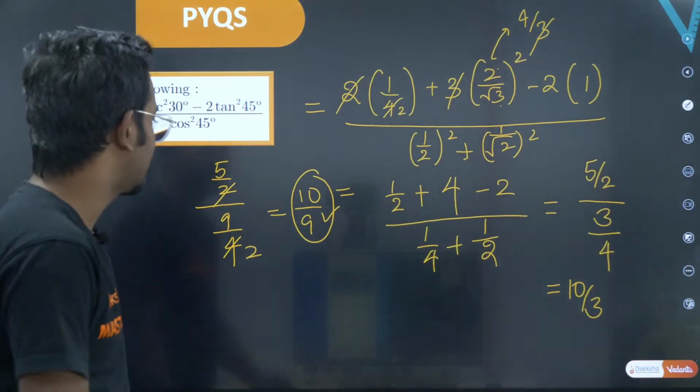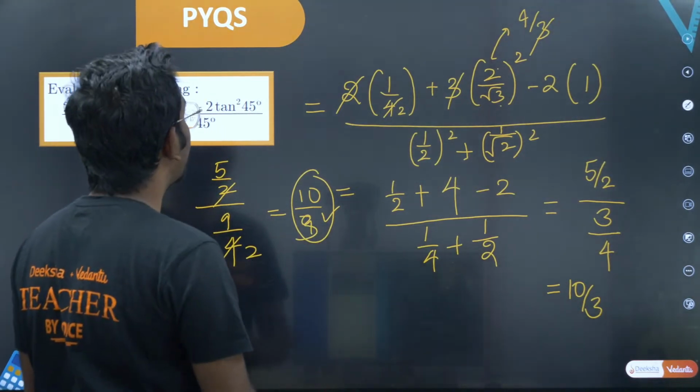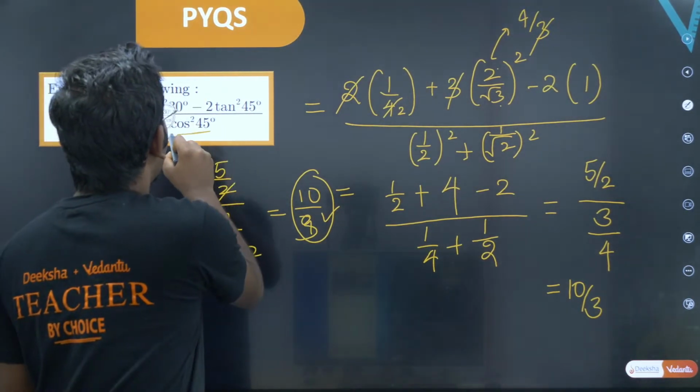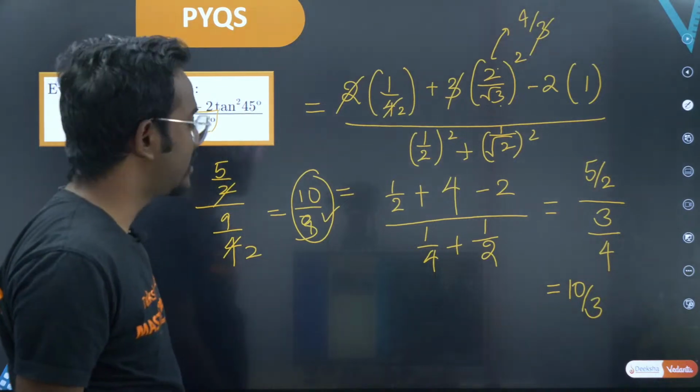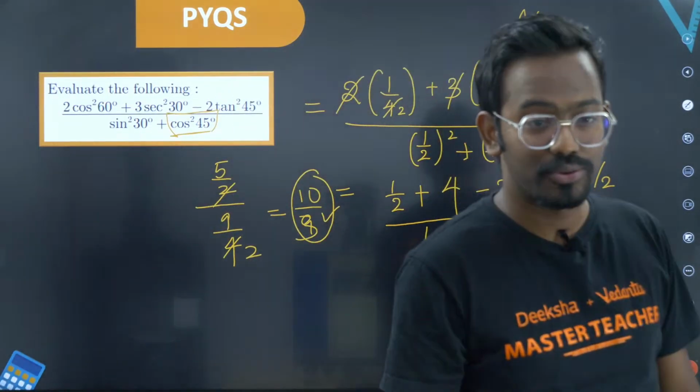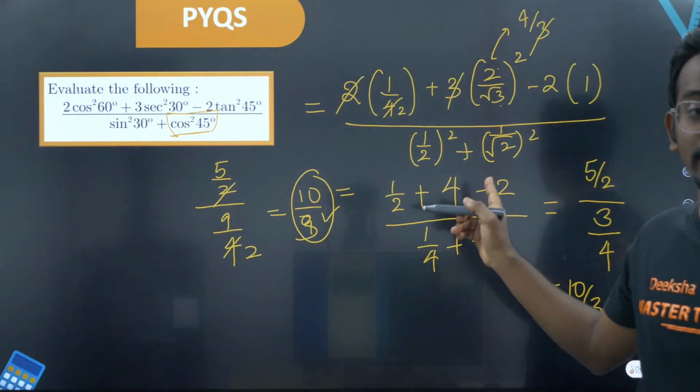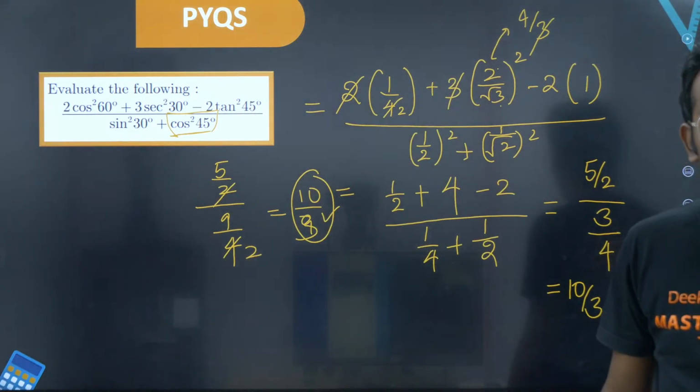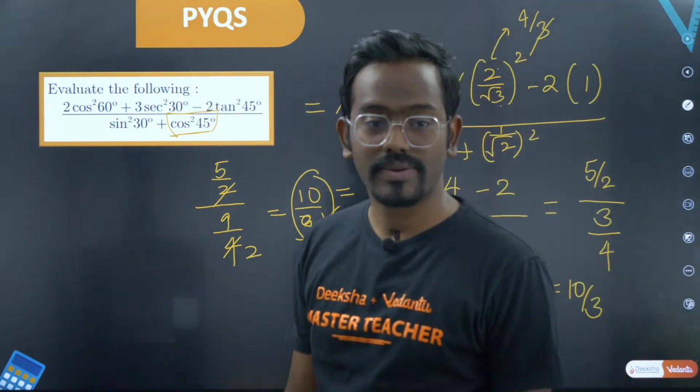Sudhir, hope this is clear. So this is 10 by 3, not 10 by 9. I think I have read this as secant square 45 or cosecant square 45. So I have written root 2. But instead you are supposed to put 1 by root 2 whole square. In that case you will get 1 by 2. Hope this is clear. Yes. Let's take up the next question.